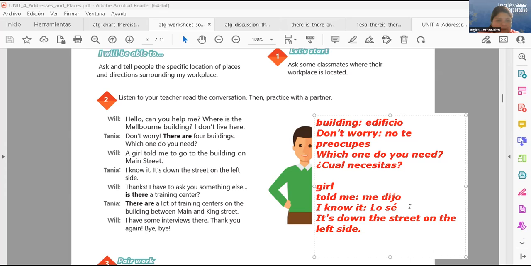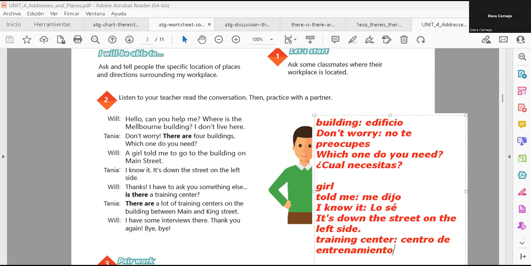Okay. And thanks, I have to ask you something else. Is there a training center? There are a lot of training centers. A training center? Un centro de entrenamiento, capacitaciones, okay. There are a lot of training centers on the building between Main and King Street. I have some interviews there. Thank you. Interviews, okay. Thank you again.